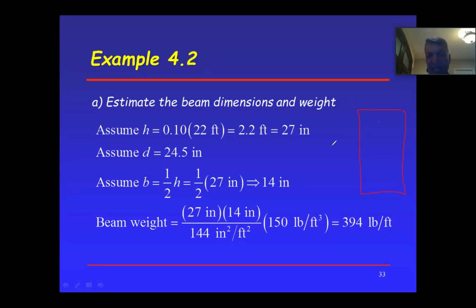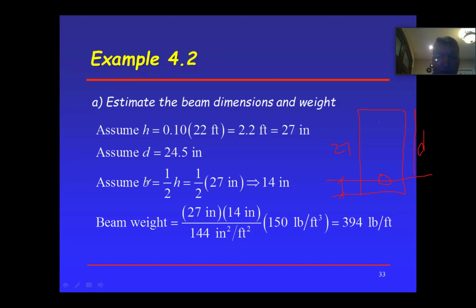I just calculated H as 27. There's H. And then I'm going to have rebar here. And then from here to there is D. What did I say this distance usually is? 3 inches or 2.5. Remember that? So if I do 27 minus 2.5, it gives me 24.5. See that? So that's an estimate also for D. So that's how this is coming.